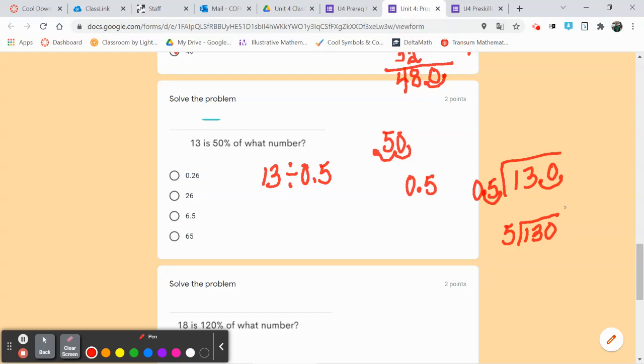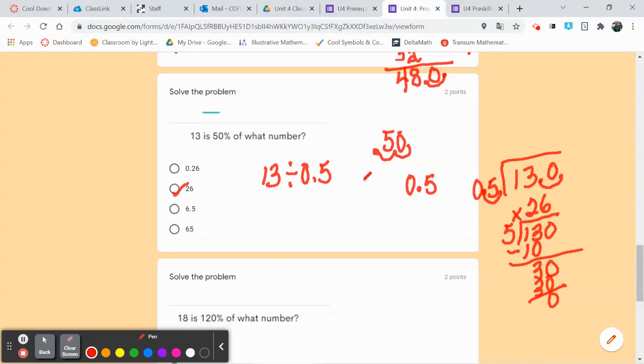All right. 5 goes into 13. How many times? 2. 5 times 2 is 10. I subtract. Bring down my 3. Bring down my 0. 5 goes into 30 6 times. 5 times 6 is 30. And we're down to 0. The answer is 26. 13 is 50% of 26. All right, on to the next problem.